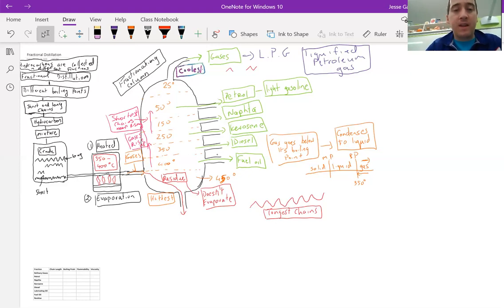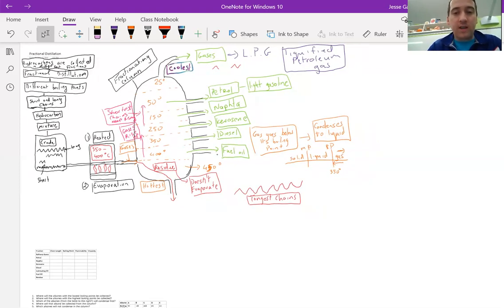Okay. Now, so these are the fractions. Let's go over them again. At the very bottom, the stuff that doesn't evaporate is collected at the bottom of the column. It's called the residue. Next one up, it does evaporate in the burner, but it condenses at the highest temperature, so near the bottom of the column, is fuel oil. The next one up is diesel, then kerosene. What's happening to the chain length as we move up the column?